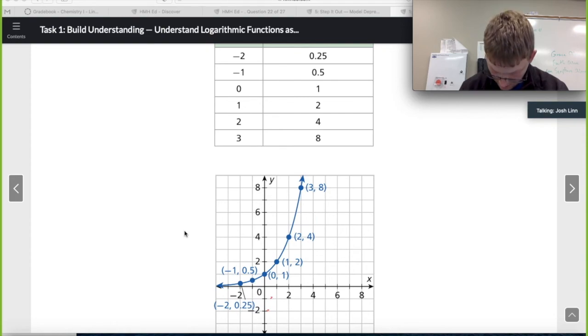Oh wait, no, I'm sorry. X is 1, y is 0. X is 2, y is 1. X is 4, y is 2. X is 8, y is 3.